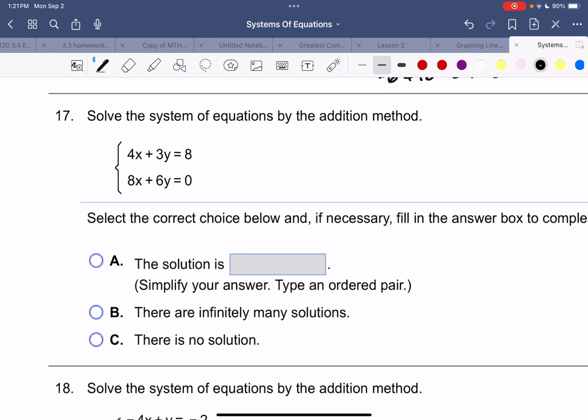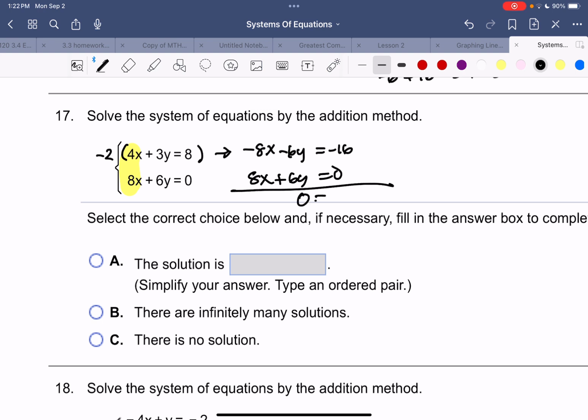Now let's try number 17 here by addition. To make these opposites, I need to multiply the first one by negative 2, and I get negative 8x minus 6y equals minus 16. And then 8x plus 6y equals 0. And when I add this together, I get 0 equals negative 16. And so that's nonsense. All right? 0 is not equal to negative 16, so there's no solution.